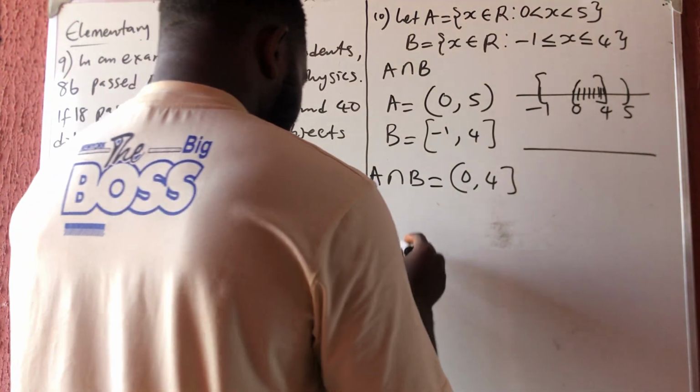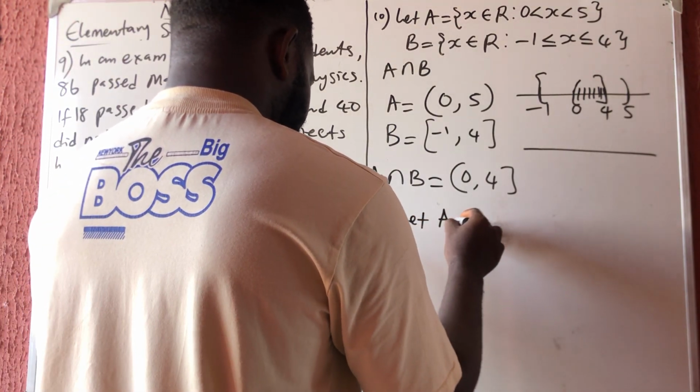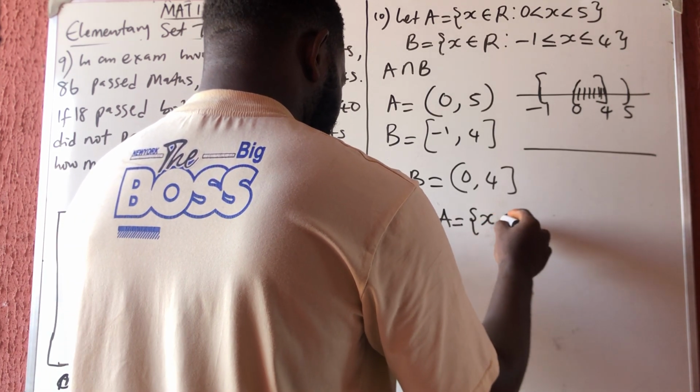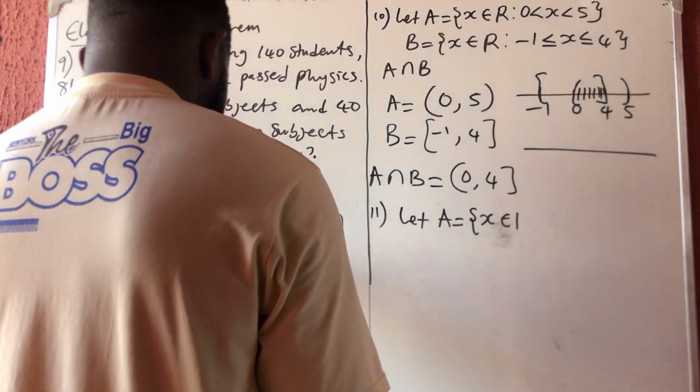Question number 11 said, let A be equal to a set of x, which is an element of the real numbers again. Okay, the same thing.